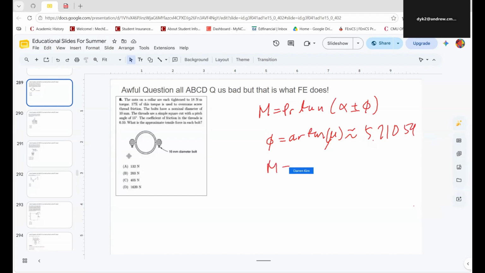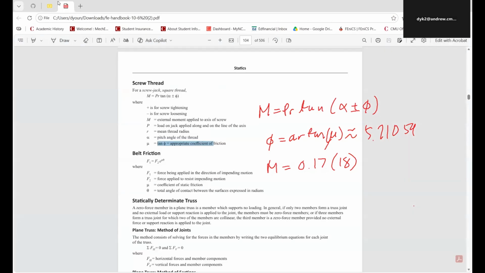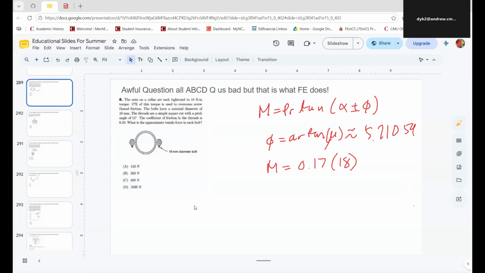The moment is basically 0.17 times 18. We don't need a full explanation on that one. And then R is basically... and P, what was P again? P is what we're looking for, right? P is the load, yeah. So P equals M divided by R tan(15 threads plus 5.71059), or whatever. Yeah. And then this is how you get it.